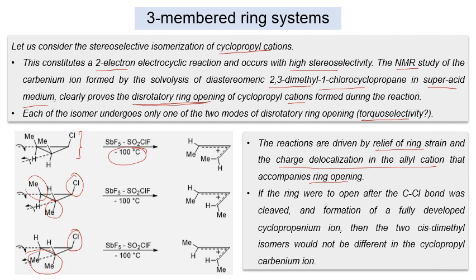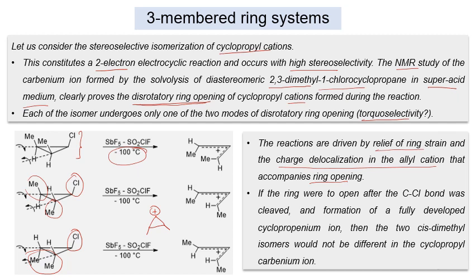There are two scenarios here. All this could be concerted, or the ring could open after the C-Cl bond has been cleaved, and then you would get a fully developed charge on the cyclopropenium ion. For example, something like this. You would get this, and then you would have the two methyl groups on this. Whether they are cis or trans, it would not matter.